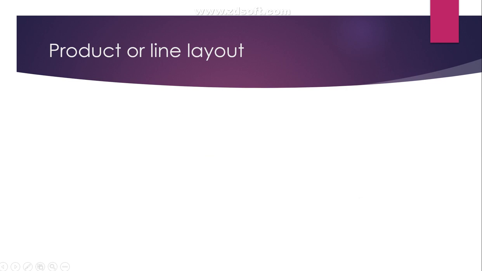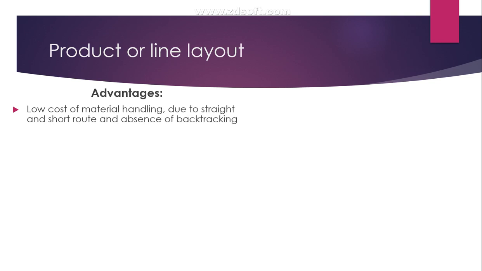Let's see, there are a few advantages and disadvantages, as each layout has advantages and disadvantages. Let's see what those are. Advantages: low cost of material handling due to the straight or short route and absence of backtracking. As the product line layout has no deviation, the operations of production are all sequentially determined, so the cost of material handling would be less.